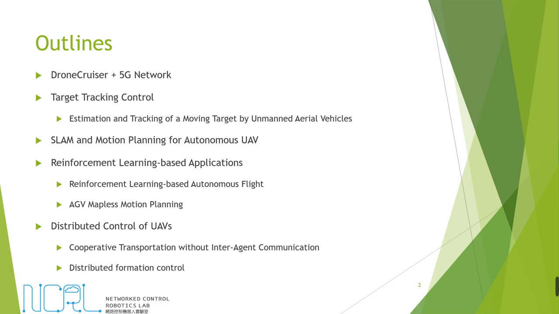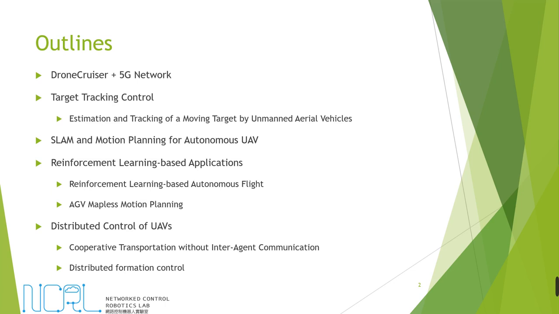The first one is about drones combined with 5G networks, and there are some control problems and challenges there. The second one is about tracking a moving target. There are some problems that we have been dealing with, such as relaxing the assumption about target motion, because some literature assumes that the target can only move in a very special motion pattern, such as moving in a straight line, and we relax that assumption.